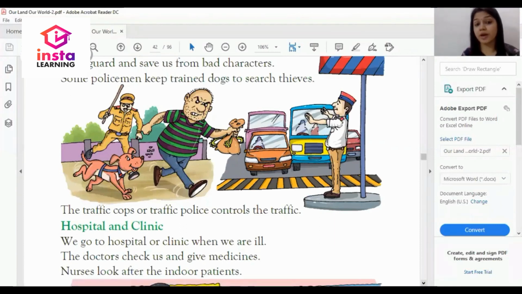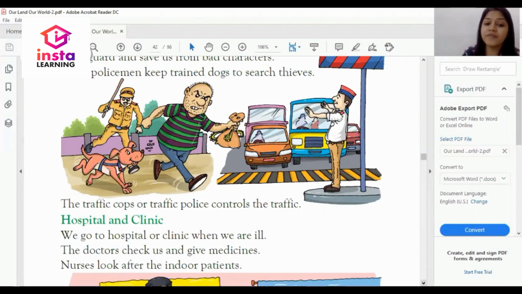कुछ पुलिसमैन अपने पास ट्रेन डॉग्स को भी रखते हैं जो चोरों को पकड़ने में उनकी हेल्प करते हैं. The traffic cops or traffic police controls the traffic.